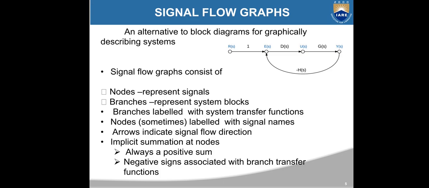An alternative to block diagrams for graphical description is the signal flow graph. It consists of nodes that represent signals and branches that represent the system blocks. The branches are labeled with system transfer functions, and nodes are labeled with signal names. Arrows indicate signal flow direction. Implicit summation at nodes is always a positive sum. Negative signs are associated with branch transfer functions.